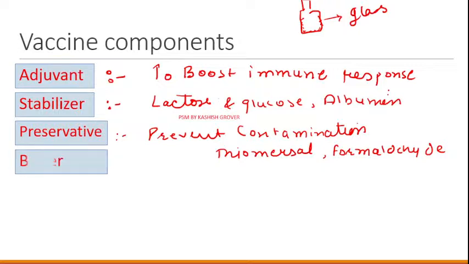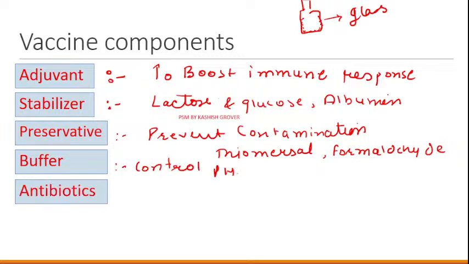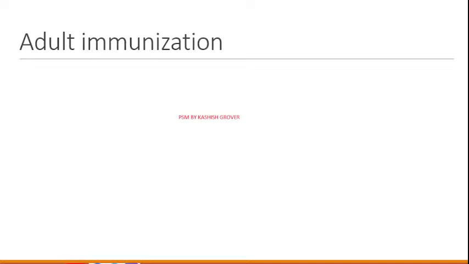Now after preservative, I have buffer to manage the pH, right? So buffer is added to control pH. Next is antibiotics. Antibiotics are added to prevent contamination. The most common antibiotic used is neomycin. Now coming to adult immunization. This was an INI set question last year. Now let us see adult immunization.